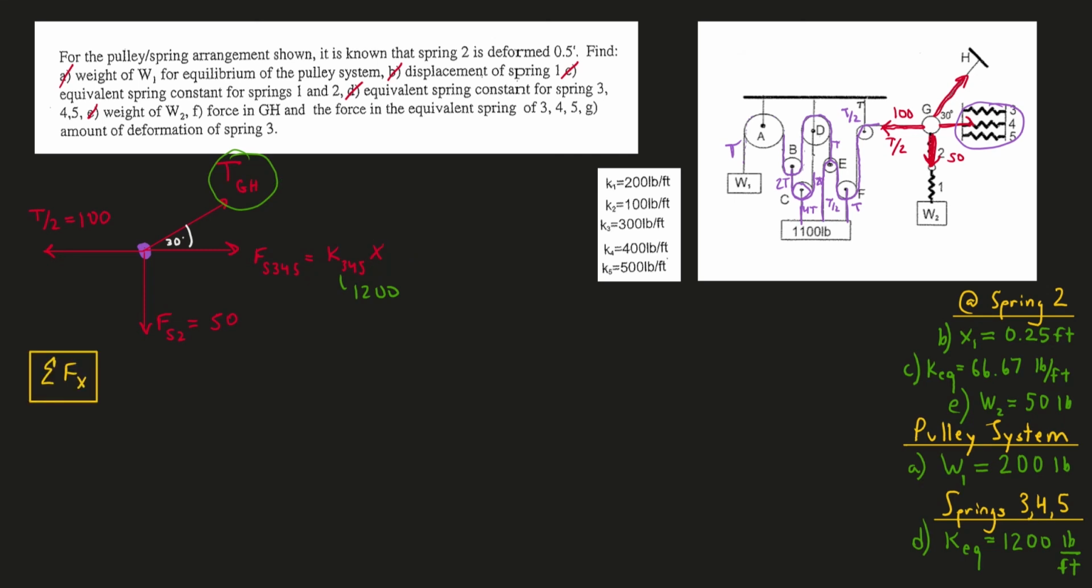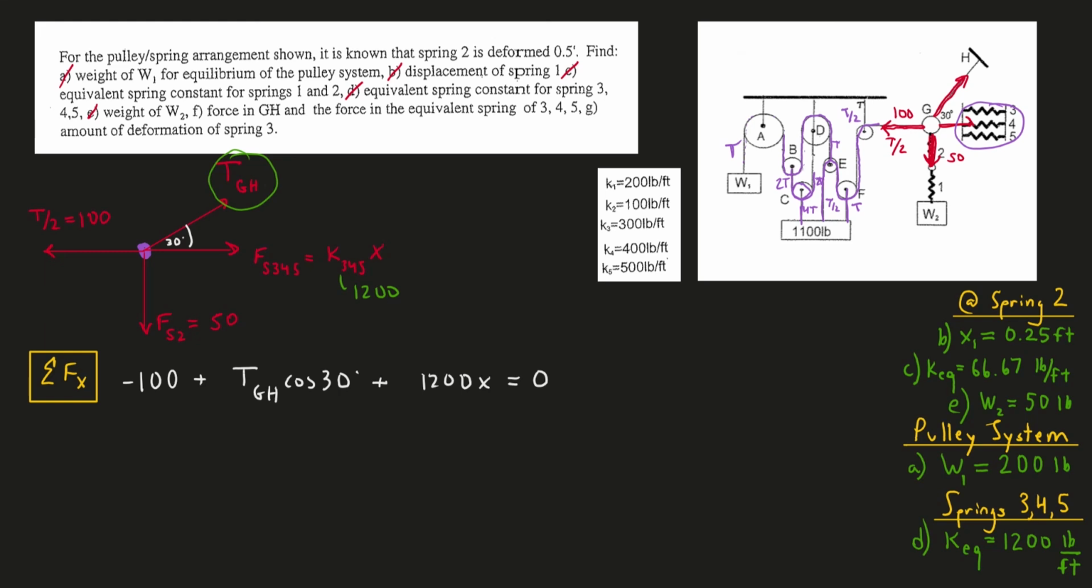So adding up the forces in the X, we have a negative 100 from that T over 2 to the left. We have the positive X component of TGH. And we have that whole equivalent spring pulling to the right. So that'll be a positive. All added up and equaled to 0. Two unknowns in this one equation, so we can't solve anything right now.